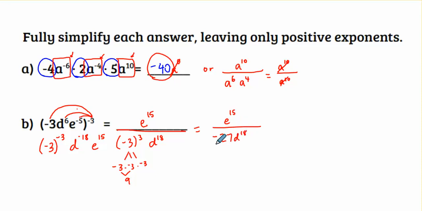So this should have been your answer right here. Hope that helps.